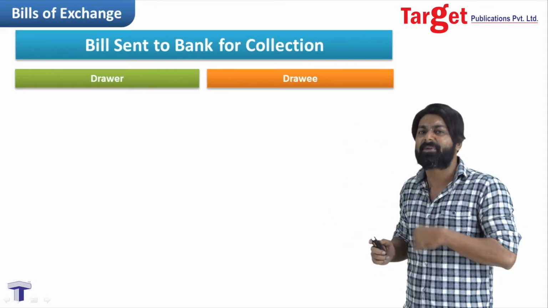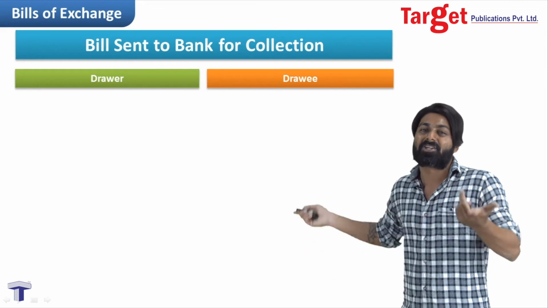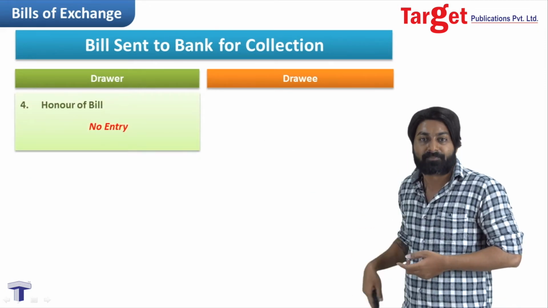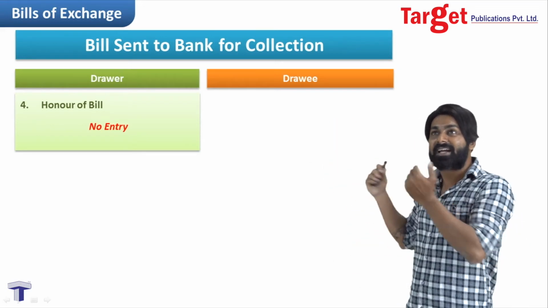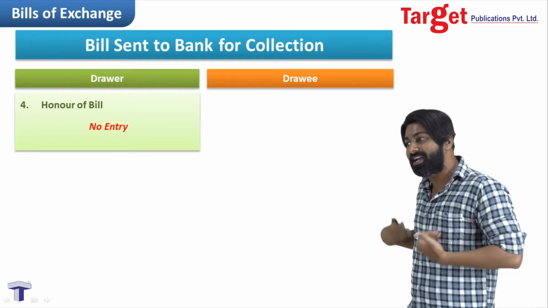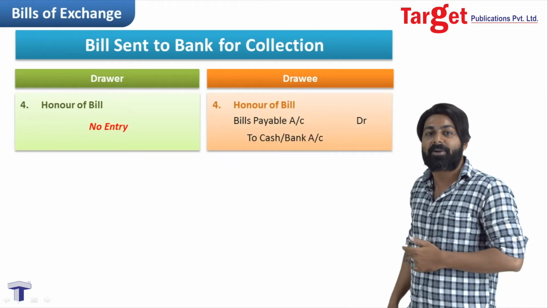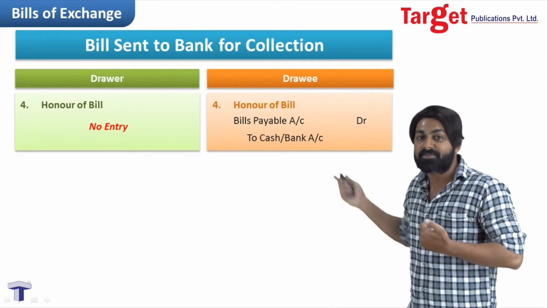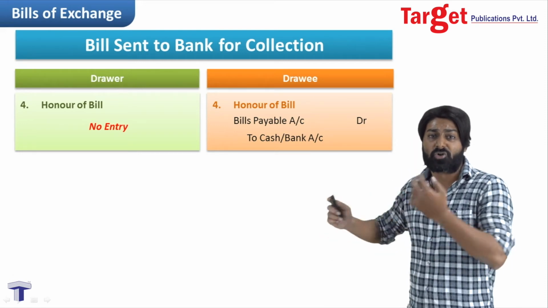So now, do you think will there be an entry in the books of drawer? No, because drawer is not at all involved in the transaction, so there won't be any entry in the books of drawer. But what will drawee pass? He is again receiving what? Bill. And what is going out? Cash bank. So bills payable account debit to cash bank account in the books of drawee. So bills payable debit because debit what comes, and cash bank credit because credit what goes out.